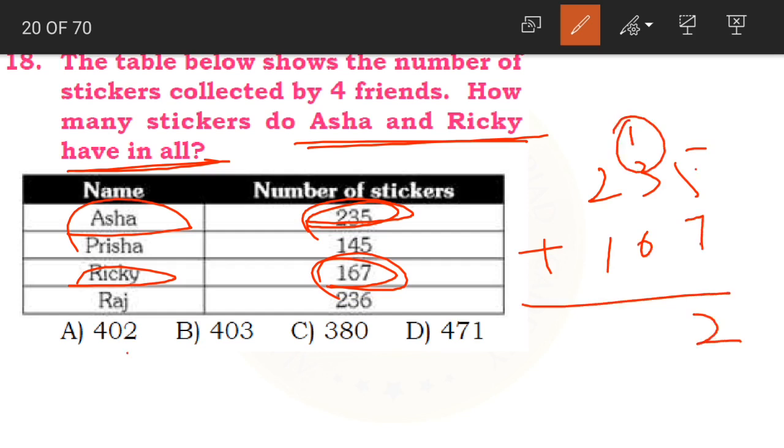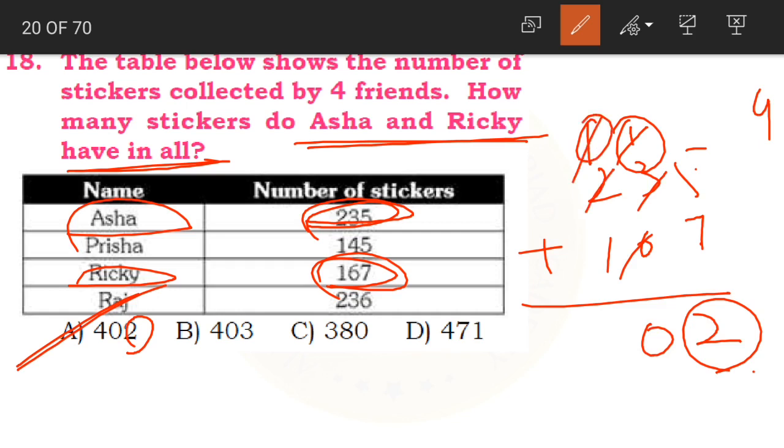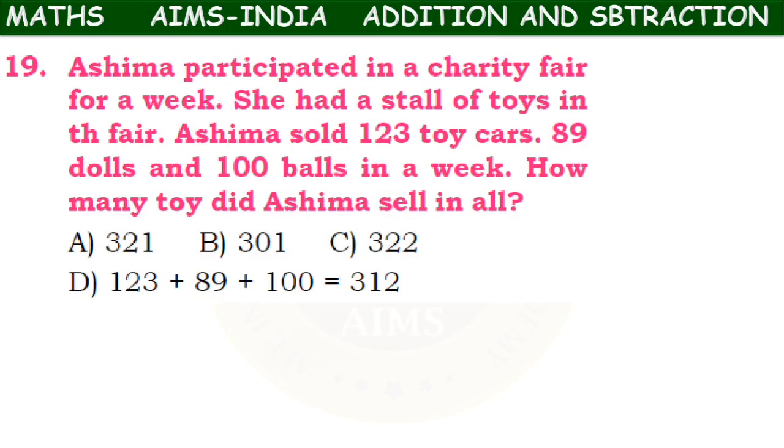Now if you look at the options, only option A has 2 in the ones place. So A will be our correct answer even without checking. Or else let us cross check. 3 plus 1, 4. 4 plus 6, 10. 0 here, 1 carried. 1 plus 2, 3. 3 plus 1, 4. What is the answer, children? 402. That is option number A. Yes? Yes.